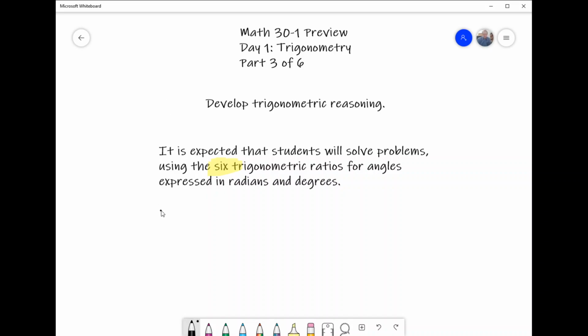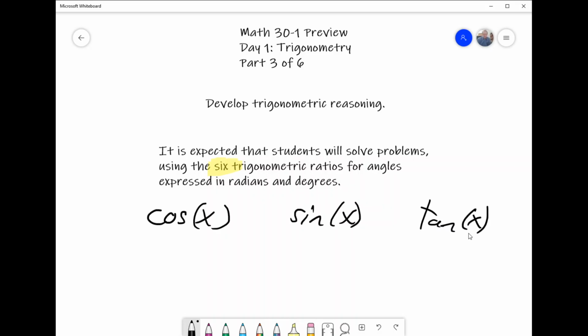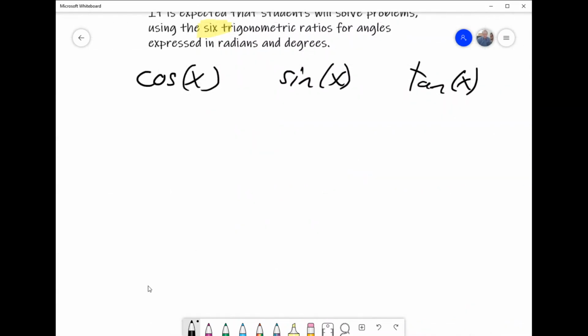Because up to this point we know cosine, we know sine, and we know tangent. Well, there are 3 more primary trigonometric ratios.